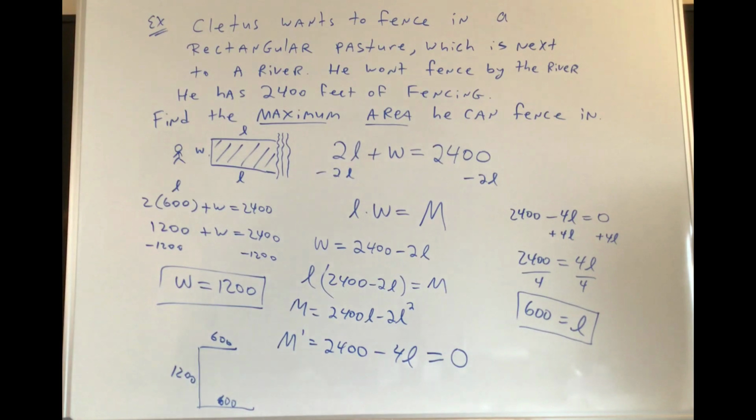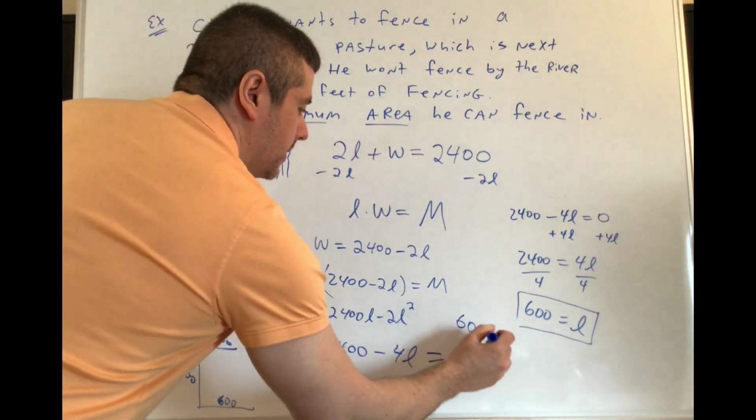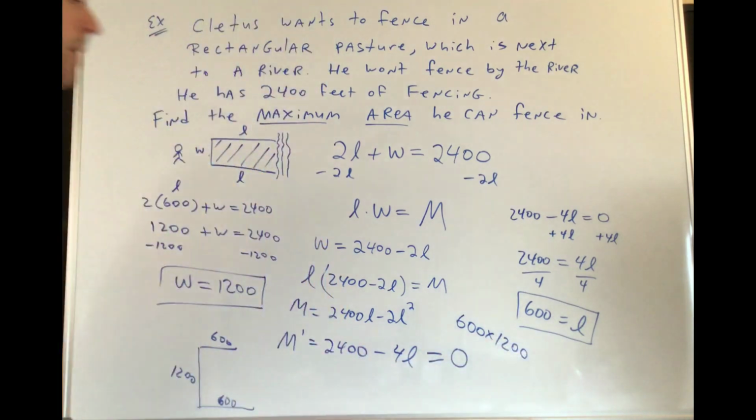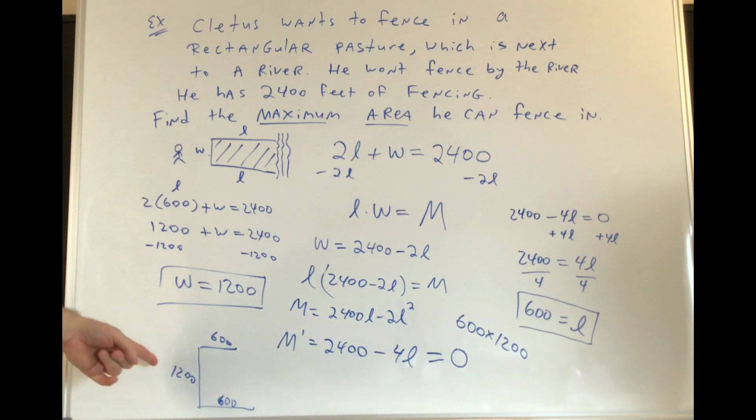Pow. So I know that my pasture, Cletus's pasture, has to be 600 by 1200. Two lengths of 600, it matters. The length is 600, okay? Because there's two of them. You can't have two 1200s with all this fencing, and it's only two sides. Alright, so just be careful.